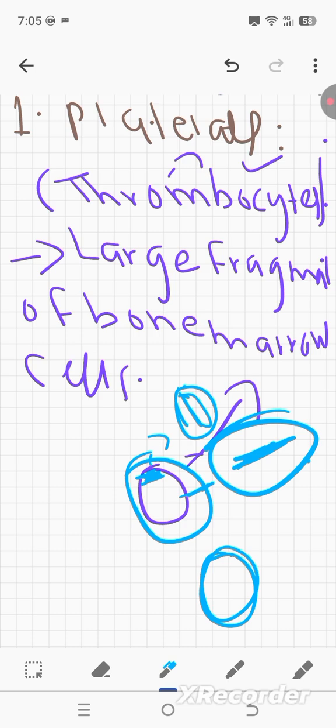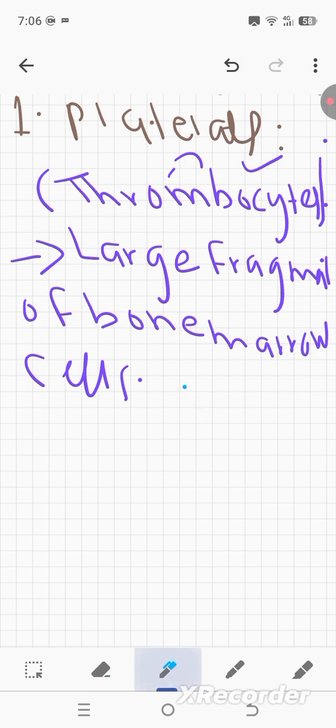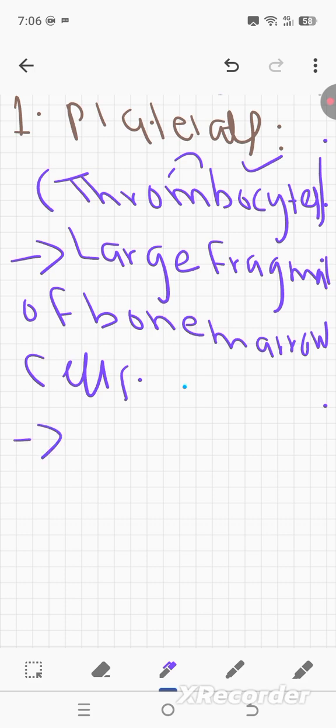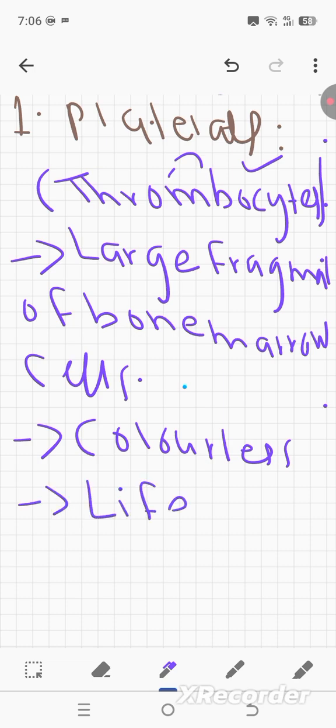There was a bone marrow cell, and in some cases some part of it got separated, and the part which was separated is known as platelets. That's why we call it cell like, but not a cell. It's cell like because it's a fragment of the cell, but it's not a cell because it's not a complete cell. It's just a part, and it's colorless. It doesn't have any color, and its lifespan is 7 to 8 days.